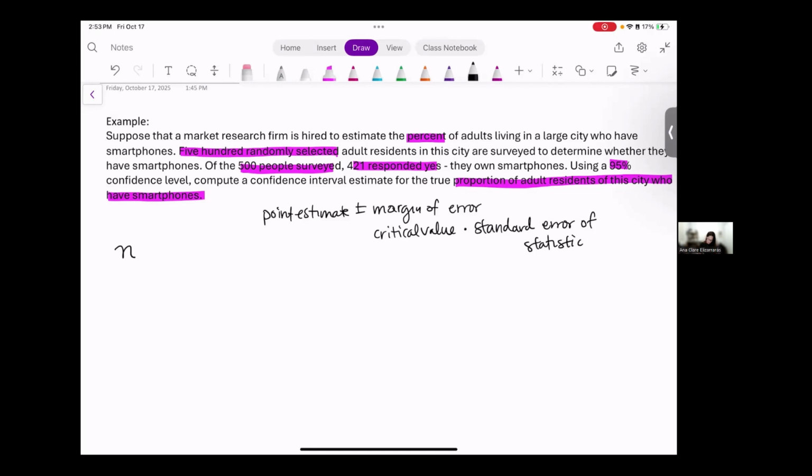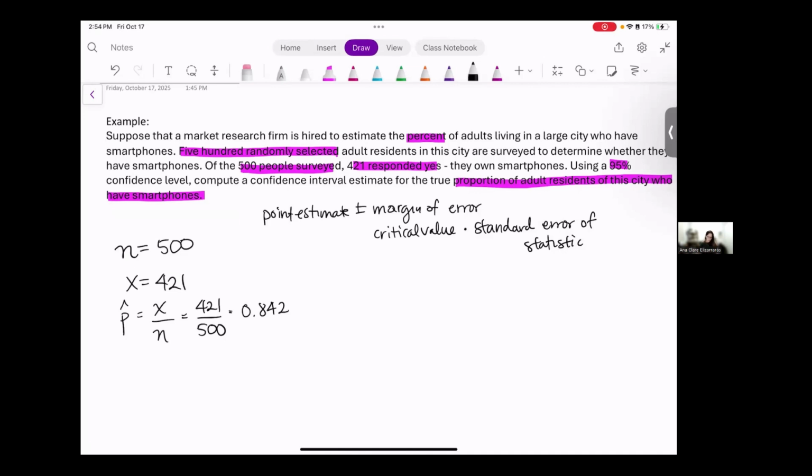Now, in this problem, we are told that the sample size was 500, and we are also told that 421 said yes, they have smartphones. So we are trying to estimate the population proportion that have smartphones. So of the sample, 421 do, and that's 421 out of 500 to be p hat, but how many in the population do? So if I wanted to calculate p hat, I take the number of successes divided by the sample size, which is 421 over 500. Now, 421 divided by 500, I can turn that into a decimal, and that's going to be 0.842.